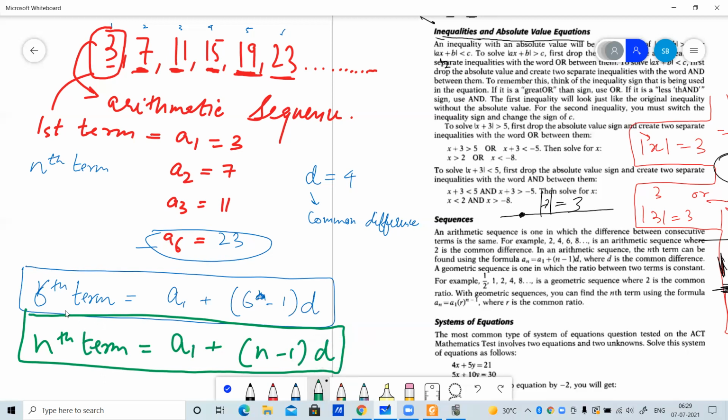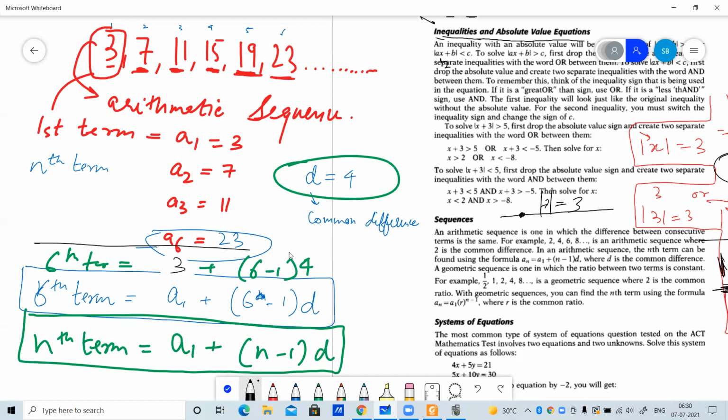So if I want to calculate the 6th term, I will write 6th term is equal to first term plus n minus 1, where n is 6 for my 6th term. n will be 10 for my 10th term, and n will be 20 for my 20th term. So for the 6th term, it'll be 6 minus 1 times the common difference, and that is 4. And A1 is how much? What is the first term? 3. So I can write 3 here.